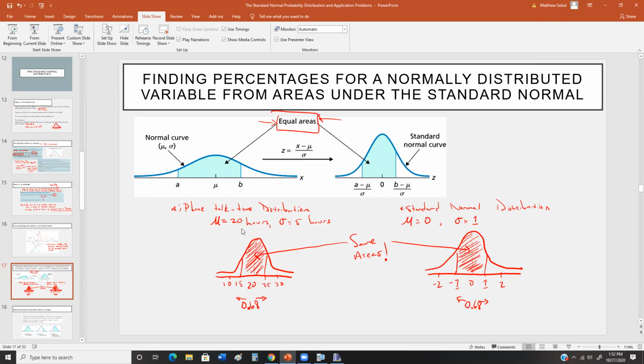Even though this is a curve centered at 20 with a standard deviation of 5, using this z-score formula, you can standardize the variable and find the corresponding area on the standard normal curve. That area under the standard normal curve will be the same as this area here. I know it seems a little confusing right now, but I promise you when we come back from break, I'll have this all make sense for you. What do you guys think, we pause for a second here?